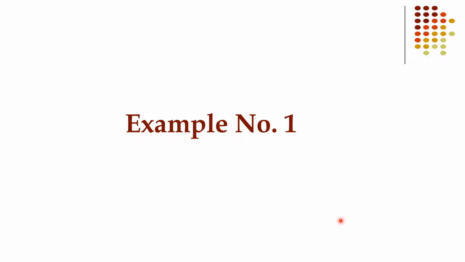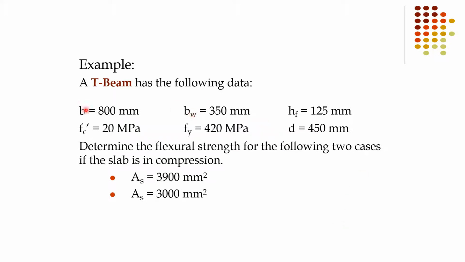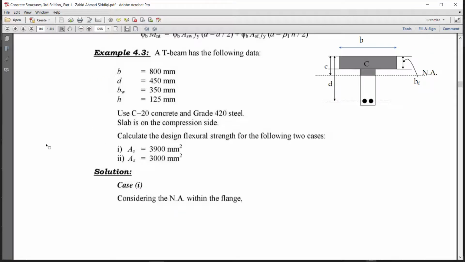So let's start with example number 1, which is a T beam. Data is given. We have to determine the flexural capacity for two cases if the slab is in compression. The question mentions that the slab is in compression, so we have to go to step 2. First case, the area of steel is 3900 millimeter square, and then the area of steel is 3000 millimeter square. We will check both cases. This is Example 4.3, the same example that I showed in the slides.